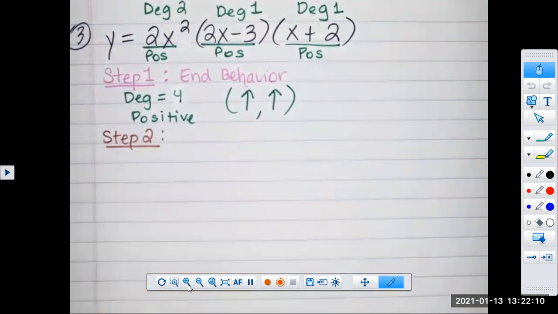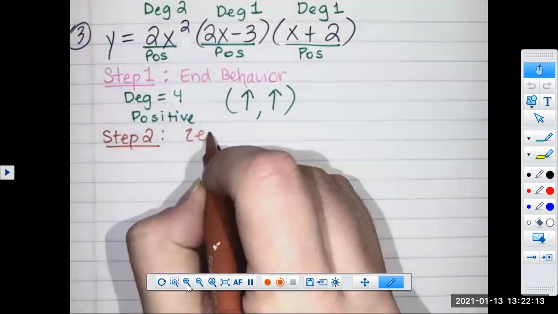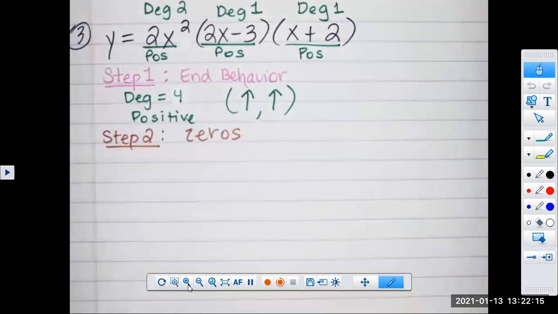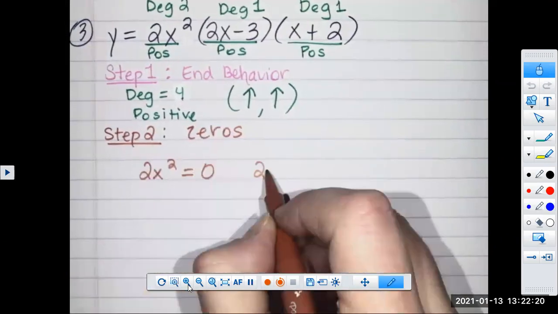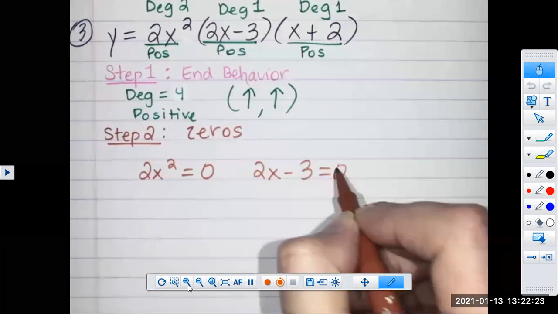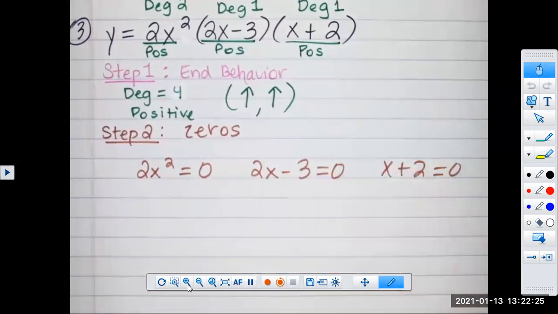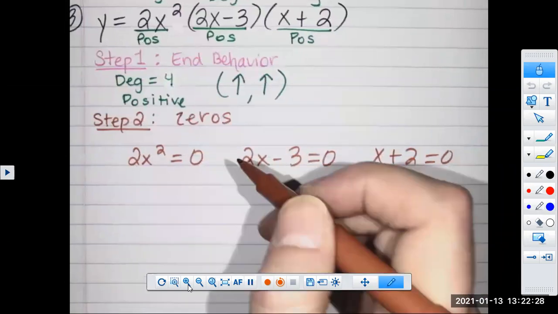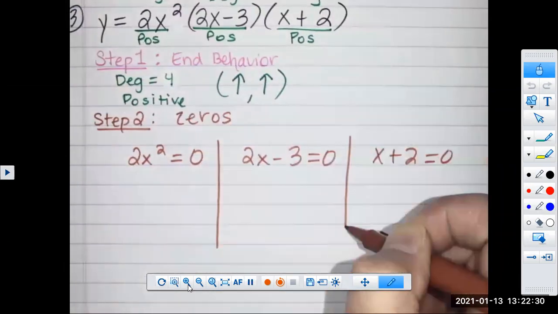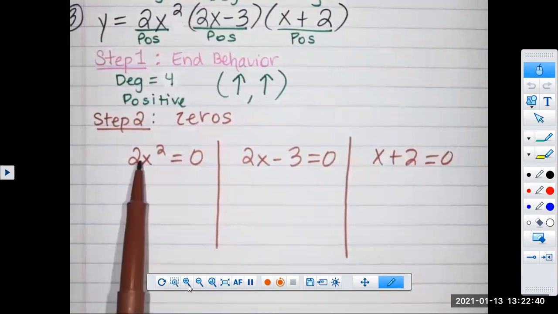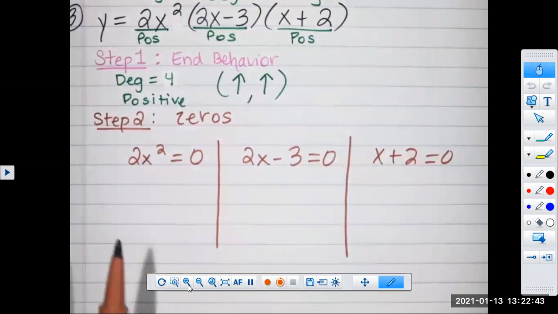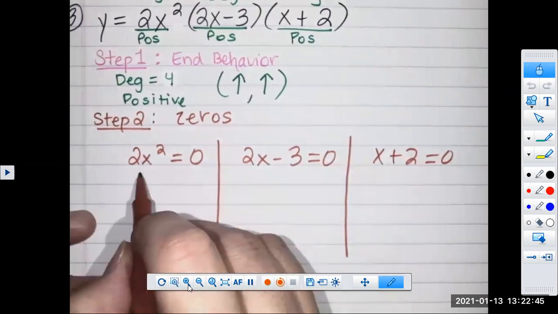Okay, second step was finding your zeros or x-intercepts. It's already factored for you. So take each factor, set it equal to 0, and solve. What does x have to be here? 2 times what is 0? 0. So x has to be 0.